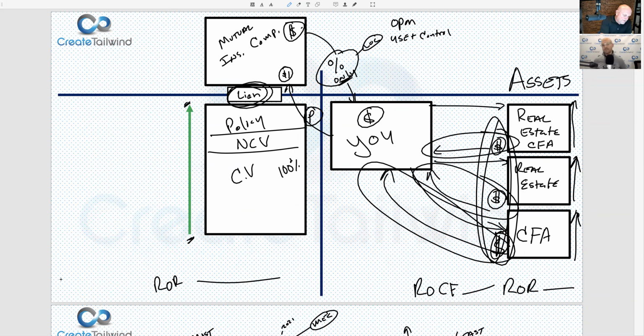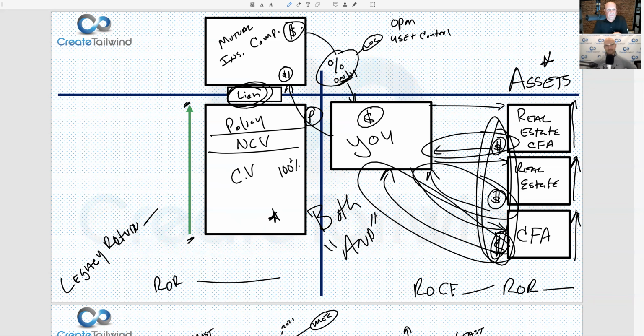And over here, I have death benefit. So I have legacy, return. Okay. I get it all. Wait a second. Hold on a second. If I was in a mutual fund, I'd have to choose this or this. But I get both. It's an and asset. I get both sides of the ledger.